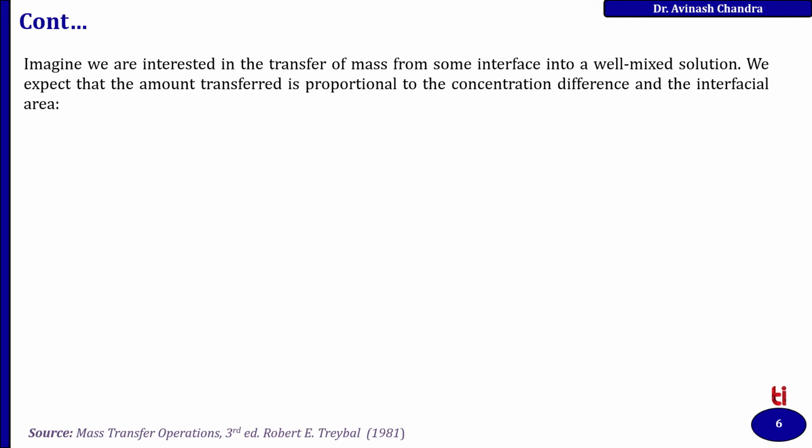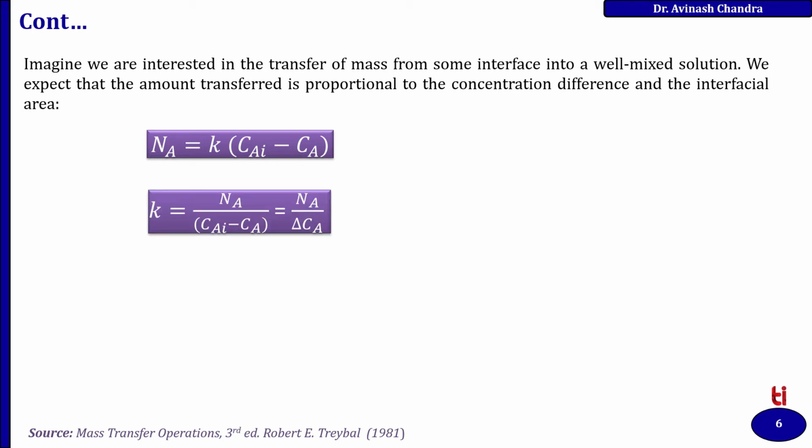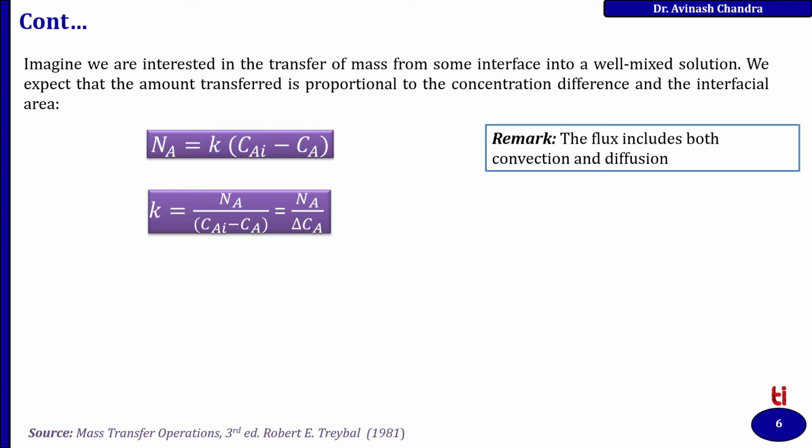Imagine we are interested in the transfer of mass from some interface into a well mixed solution. We expect that the amount transferred is proportional to the concentration difference and the interfacial area. So N_A can be written as N_A = K (C_i − C_A), where K can be written as N_A/(C_Ai − C_A) = N_A/ΔC_A.